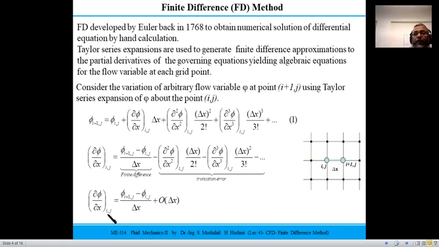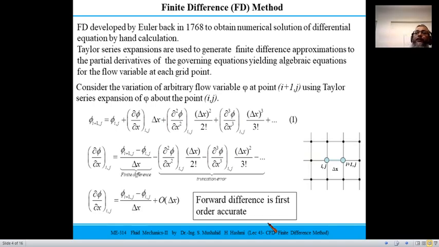If I am interested in evaluating the derivative at that point, I need information about the forward point and the information of that variable at that ij point. Then I will be able to calculate the first derivative, and this truncation error is of the order of delta x. If delta x is small, then delta x square is much smaller, delta x cube is much smaller, so all these terms can be ignored. So then we can write the first derivative in terms of the finite difference equations.